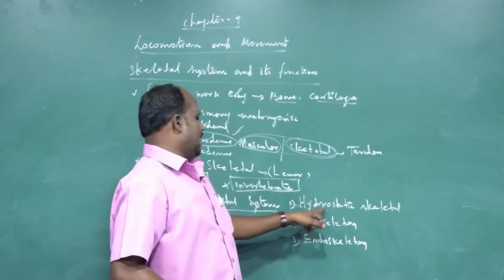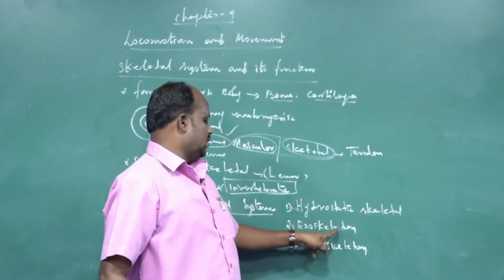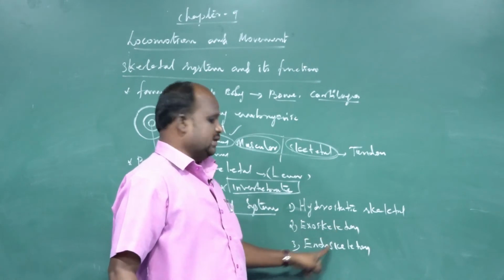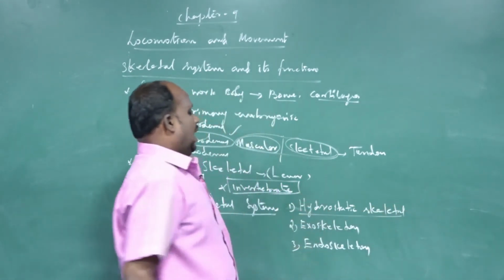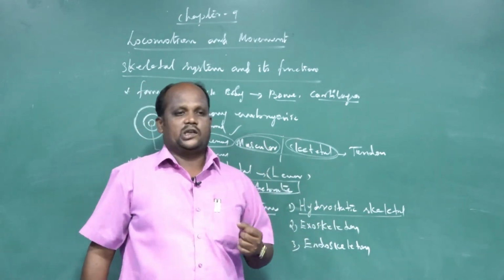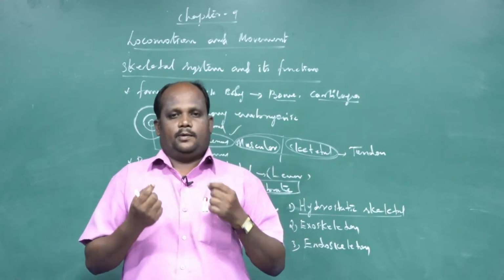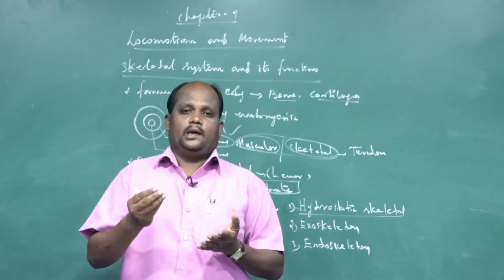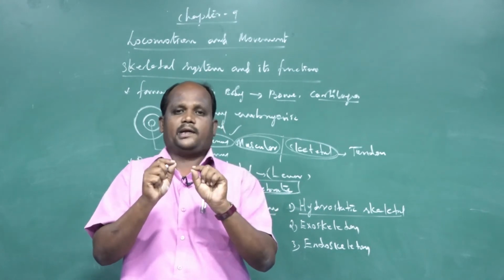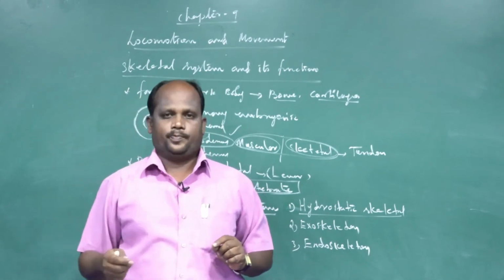Listen, one is the hydrostatic skeletal system. Second one is the exoskeletal system. Third one is endoskeleton. First one, what is hydrostatic skeletal system? The hydrostatic skeletal system means a presence of bone that acts as a bone, but it is not a real bone. It is a fluid. The fluid acts as a bone.